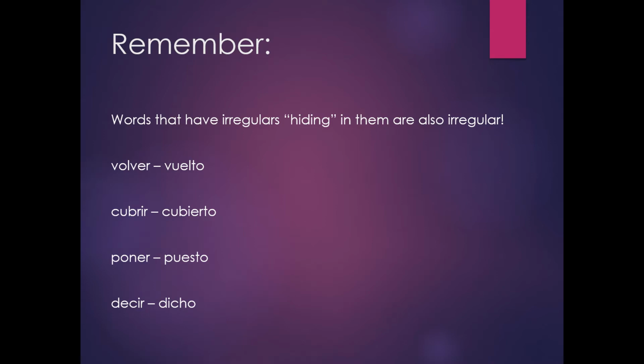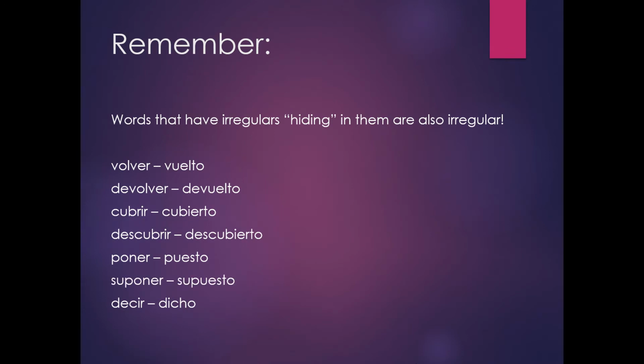So for example, there are verbs that have the word volver hiding inside of it, like devolver. Volver is irregular in this form, so devolver also is irregular. Vuelto, devuelto. Same thing for verbs like cubrir, poner, decir, and others.